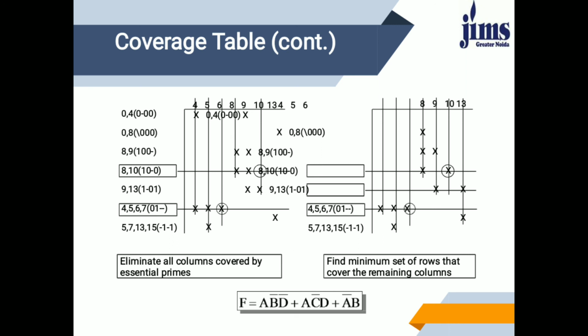These terms are, see, 9 and 13 corresponds to A, B bar, D bar. 4, 5, 6, 7 corresponds to A bar, B. And 8 and 10 corresponds to A, C bar, D. So this is the way we can minimize any Boolean expression using the Quine-McCluskey method.